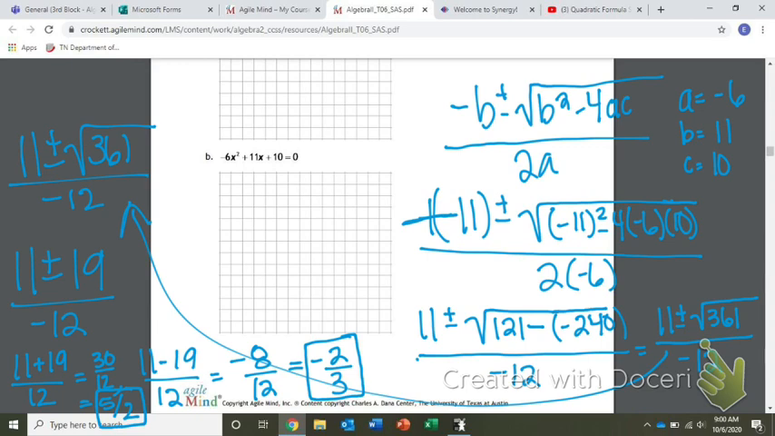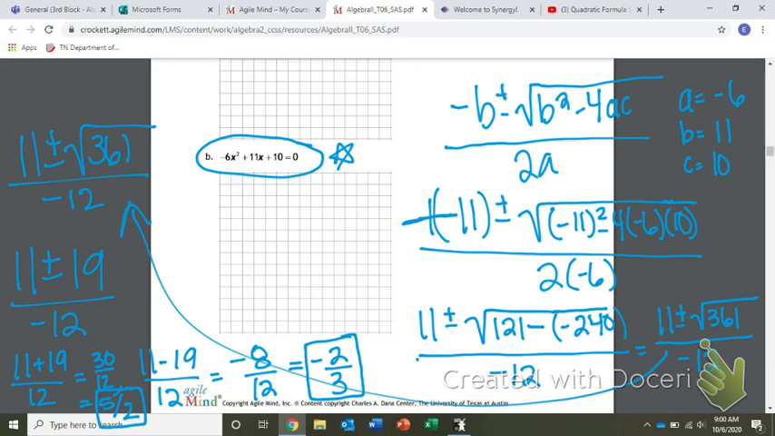Now, what I want you to do is use the calculator on Agile Mind. I want you to type this in, and I want you to sketch the graph below. You know your 2 x-intercepts, your 2 solutions, your 2 zeros. That's what the quadratic formula is used for, and they are boxed.